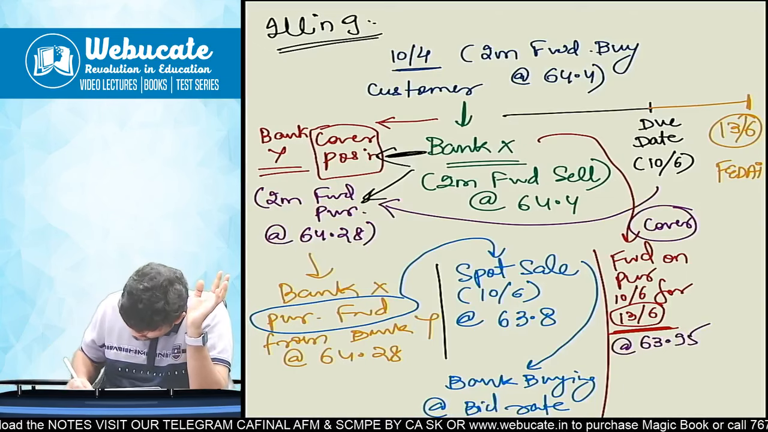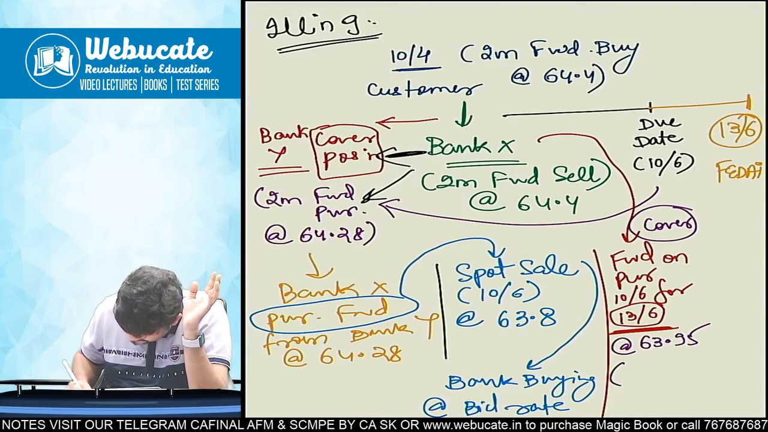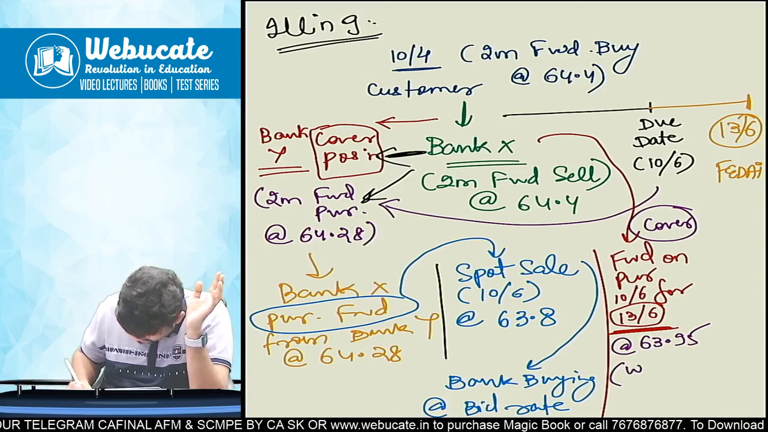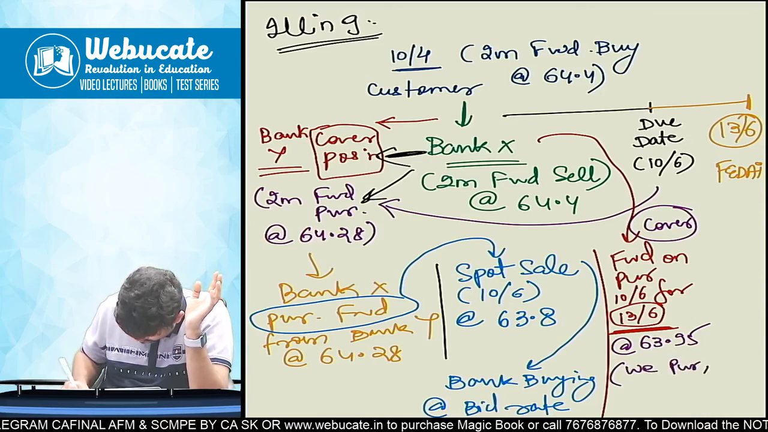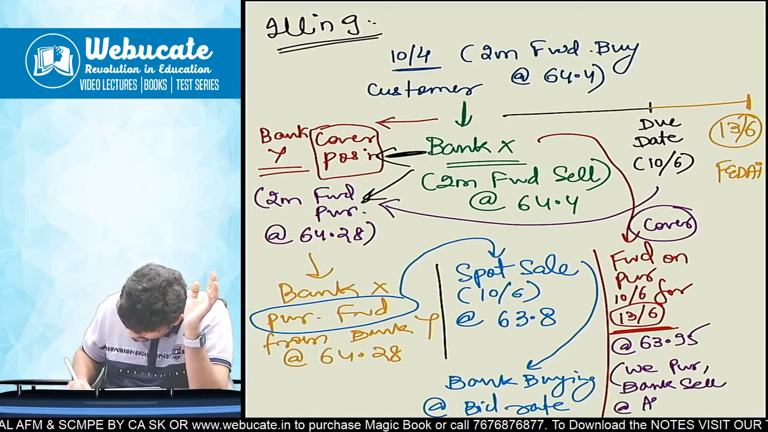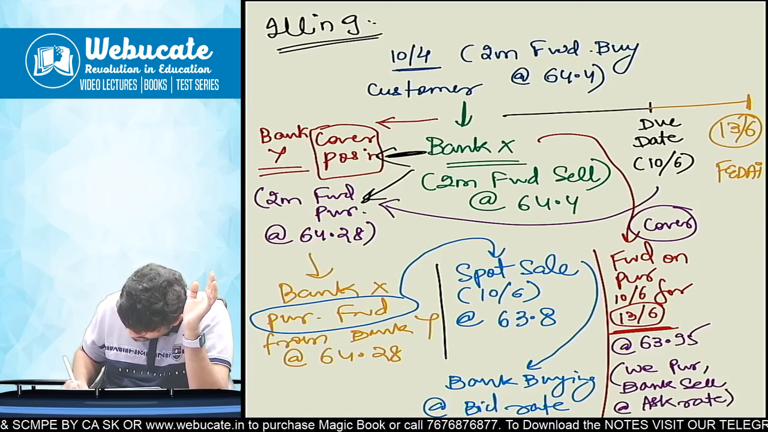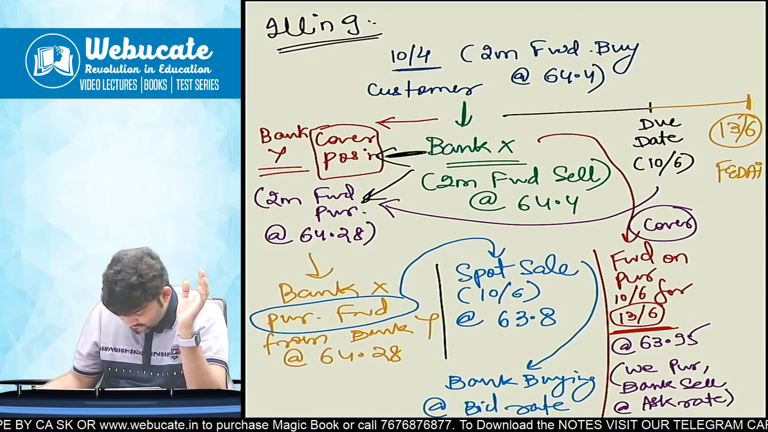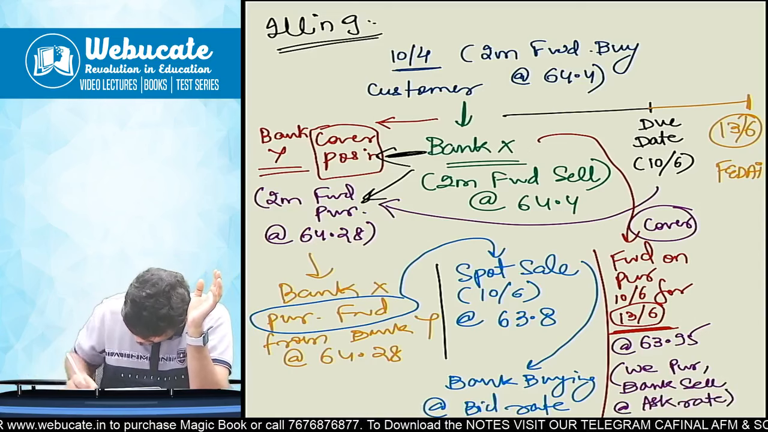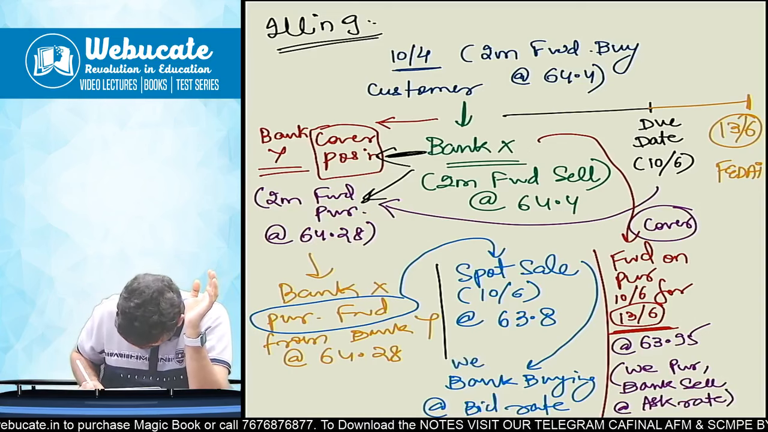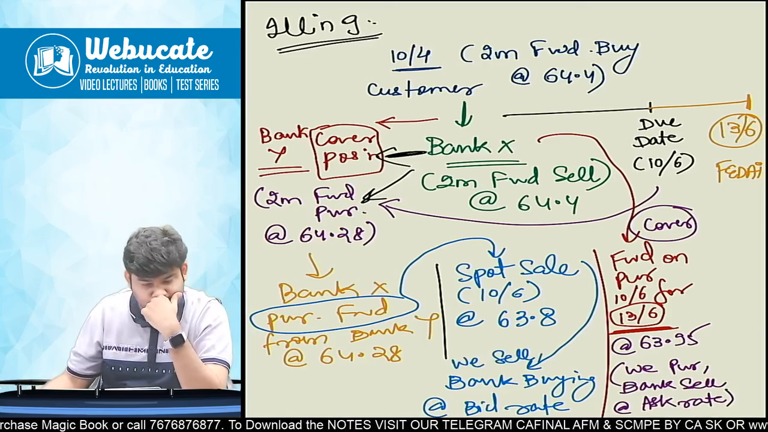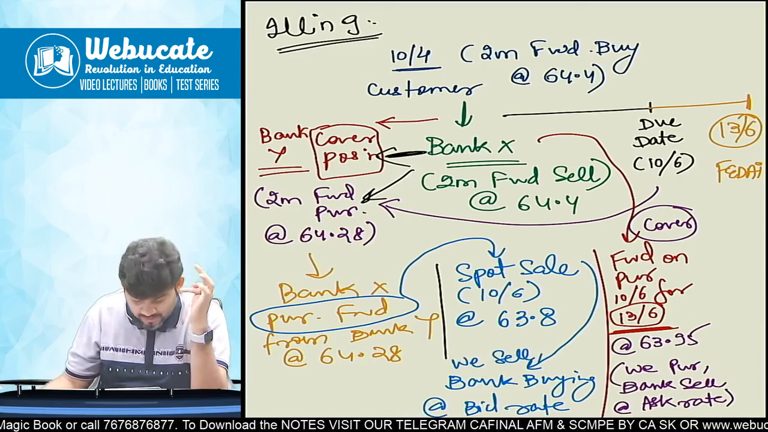Got it. So here also we can explain the logic. We purchase, bank sells at the ask rate. Here we can write: we sell, bank buying at bid. Chalo, done.